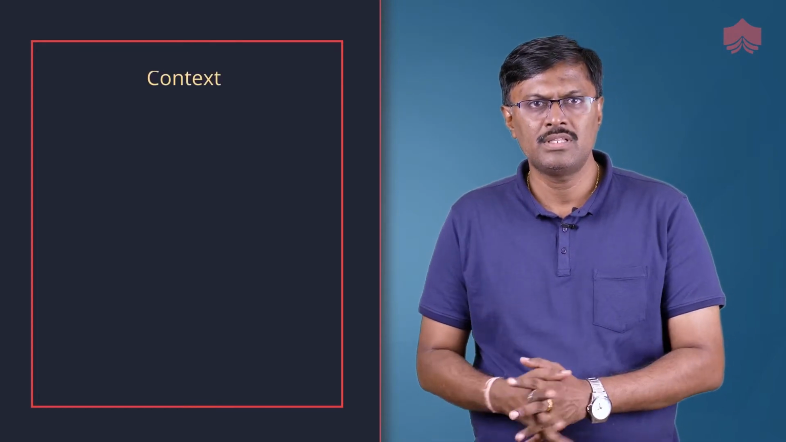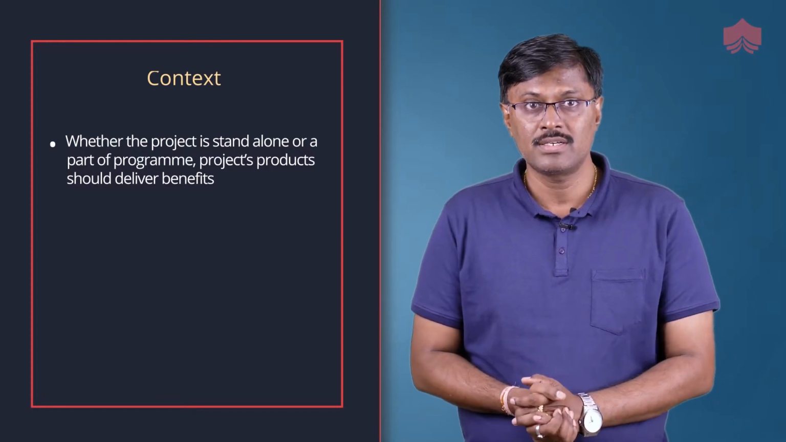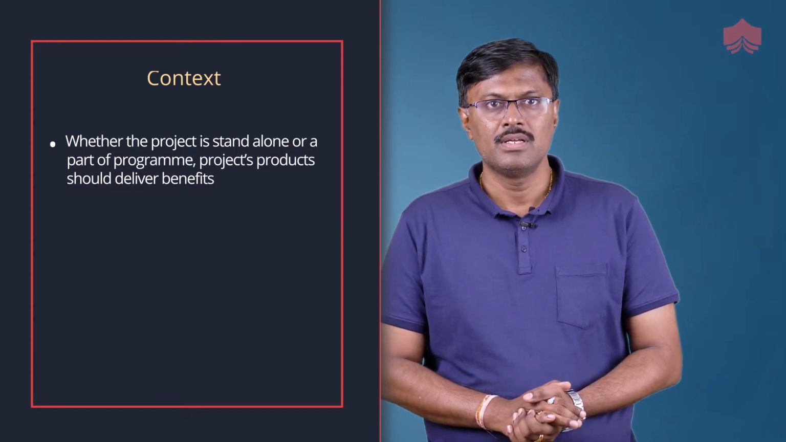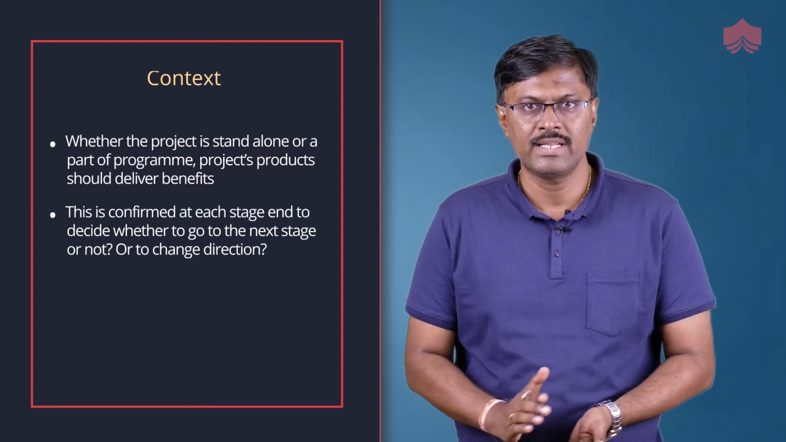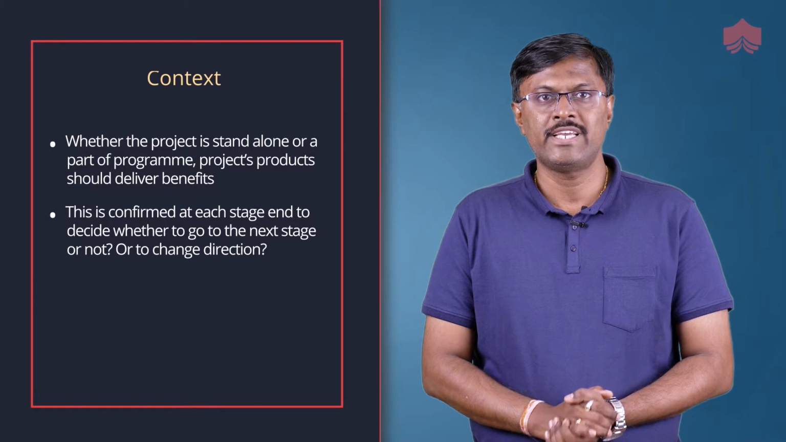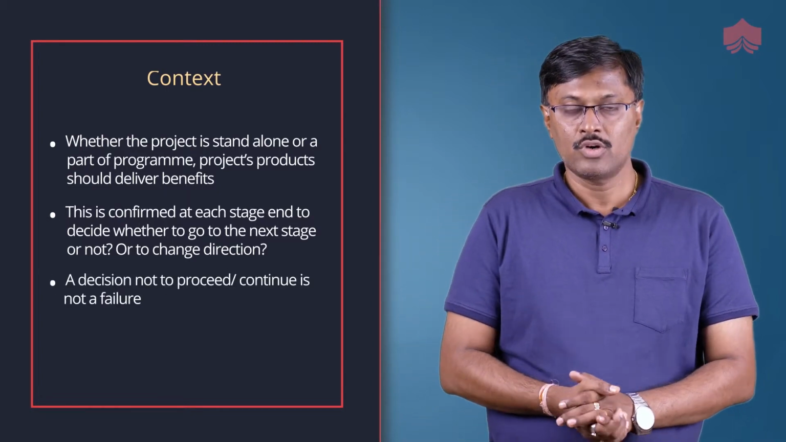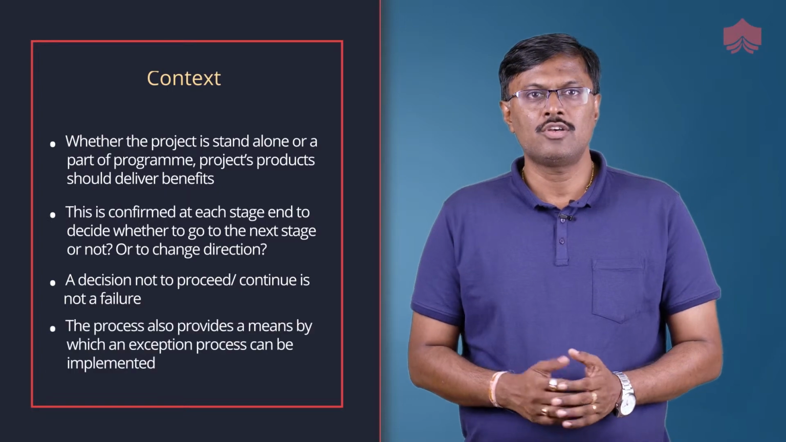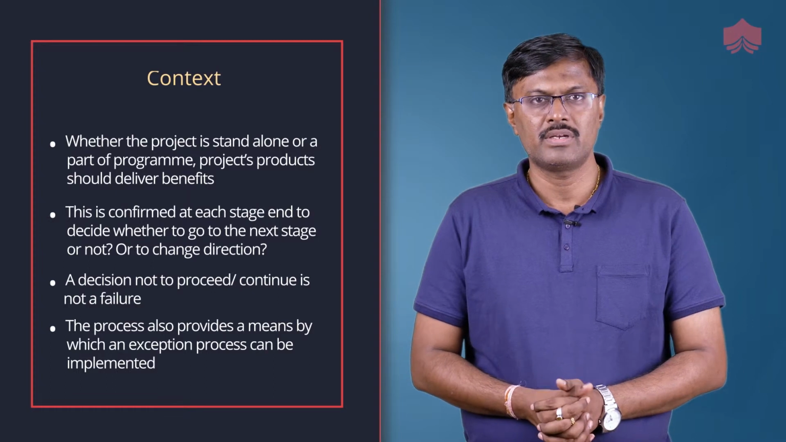In managing a stage boundary process, the context should be whether the project is standalone or part of a program, whether the project products should deliver benefits. This is confirmed at each stage end to decide whether to go to the next stage or not, or to change the direction. A decision not to continue is not a failure. The process also provides a means by which an exception process can be implemented.